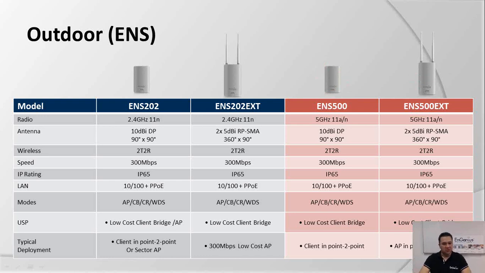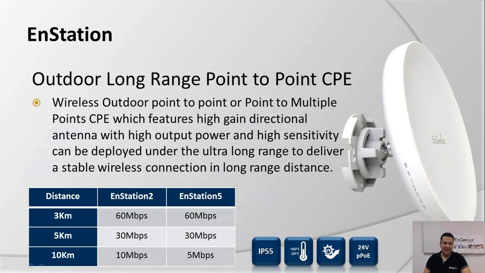Okay, one also quite new model that we have on the outdoor series, the last outdoor model that we have, is the EnStation. I have one EnStation here. Actually, it's not so big a dish. It looks like a dish, like a UFO. This one also has a directional antenna inside, and it is built with higher gain and a narrower beam. The antenna is more narrow to achieve longer distance, especially in point-to-point deployments.